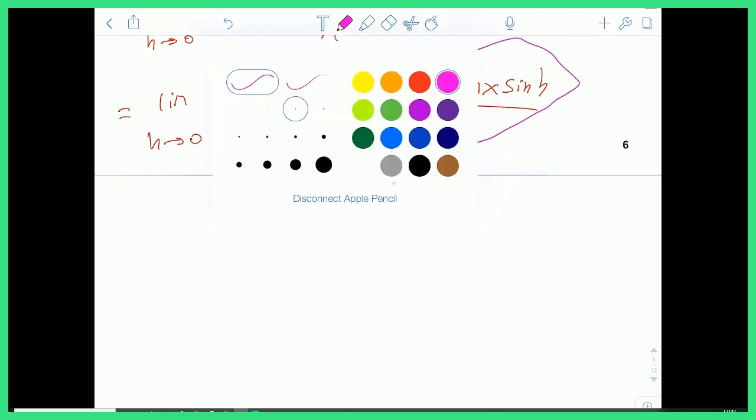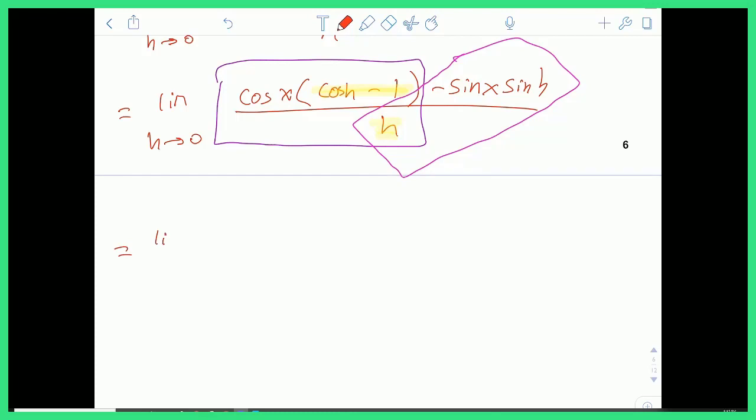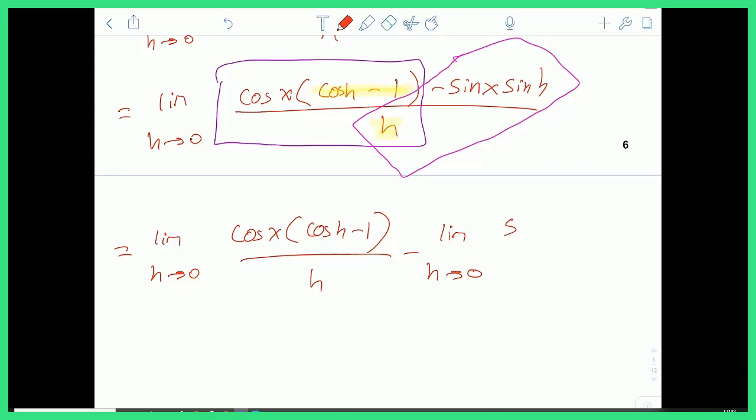Okay? So let's rewrite. So this equals the limit as h approaches 0 of cosine x, parentheses, cosine h minus 1 over h, minus the limit as h approaches 0 of, and we're going to do here, I already used the negative, okay? So this is just now sine x sine h over h, because the minus, I already used the negative, so I can call that a positive piece, okay? So this, as h approaches 0, is equal to 0.